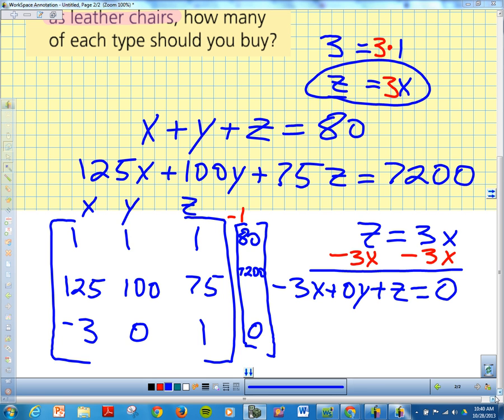It has to go x, y, and z, but the order of the equations, like here, here, and here, doesn't matter. But this equation has to match with what this equals, right? All the bigger numbers got to match with the 7,200.